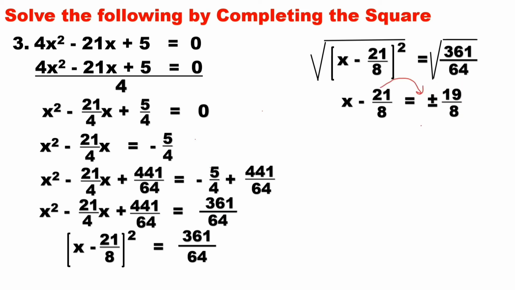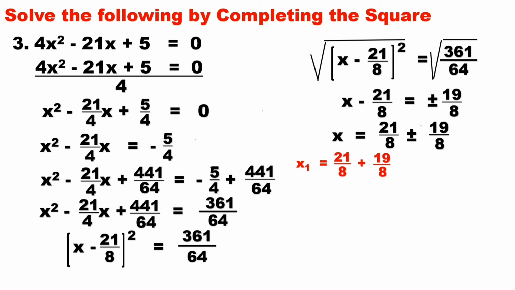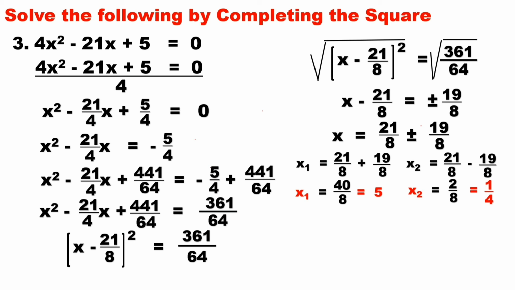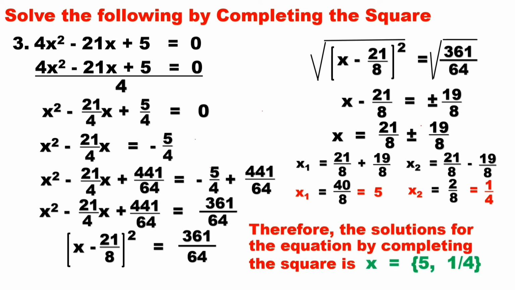Transpose negative 21 over 8 to the right, we have 21 over 8 plus and minus 19 over 8. To determine the two values of x, x sub 1 equals 21 over 8 plus 19 over 8. 21 plus 19 equals 40 over 8. 40 divided by 8 equals 5. Its second value, or x sub 2, equals 21 over 8 minus 19 over 8. 21 minus 19 equals 2 over 8. In simplest form, that equals 1/4. Therefore, the solutions for the equation by completing the square are 5 and 1/4.